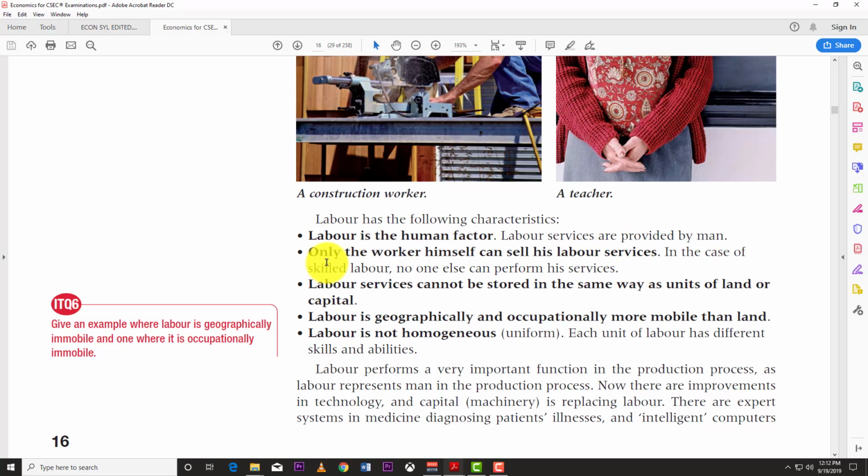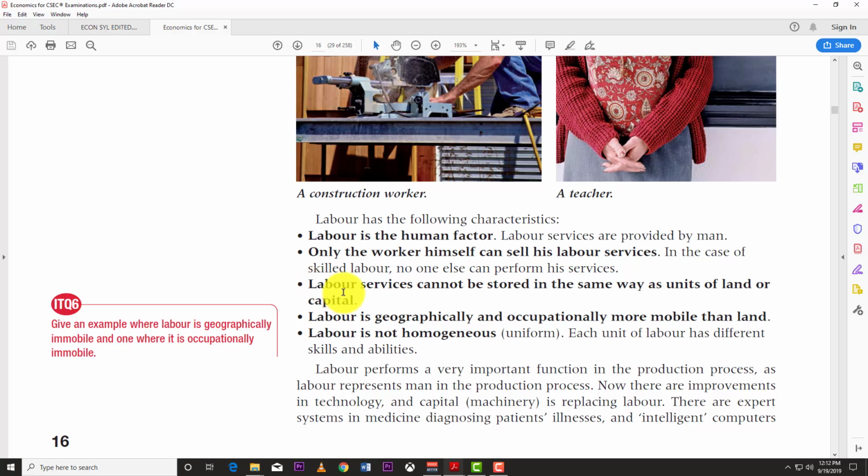And the next one, only the worker himself can sell his labor. In the case of skilled labor, no one else can perform his service. So only the worker himself can sell his labor services. Slavery is a thing of the past. You cannot force anybody to work against their will. Only you, the person, him or herself, can sell your services. You cannot be forced into doing work that you don't want to do.